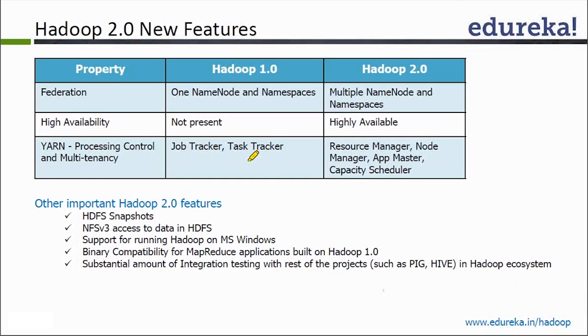So we'll see in the flow how these things interact with each other when it comes to submitting the MapReduce job and executing it with the Hadoop 2.0 architecture. But here let's quickly get introduced to these terms, guys. So the resource manager is something which controls the usage of the resources across the Hadoop cluster.